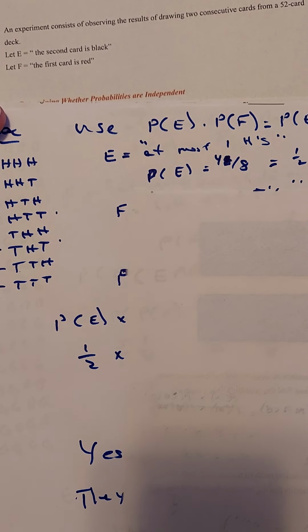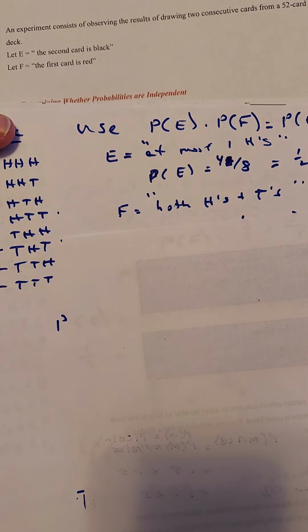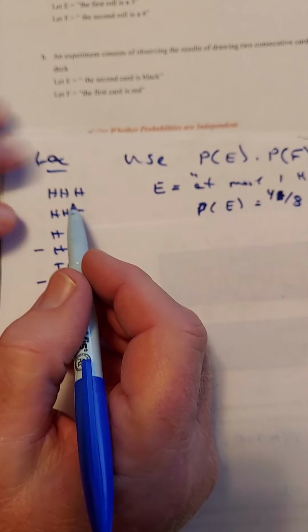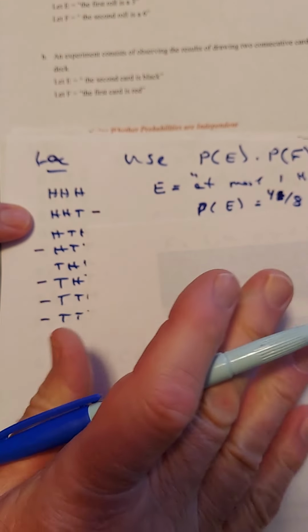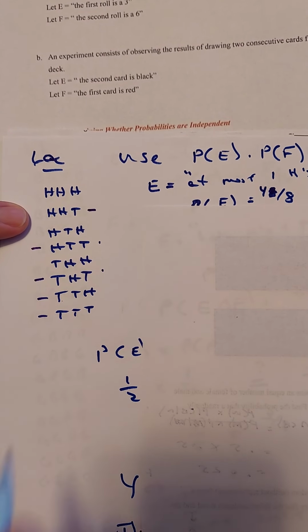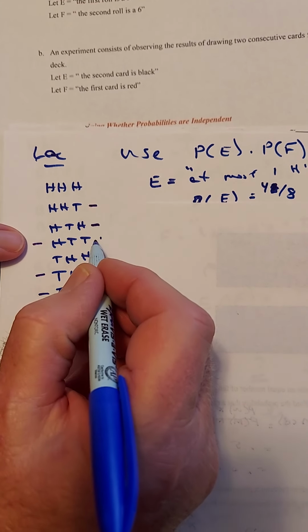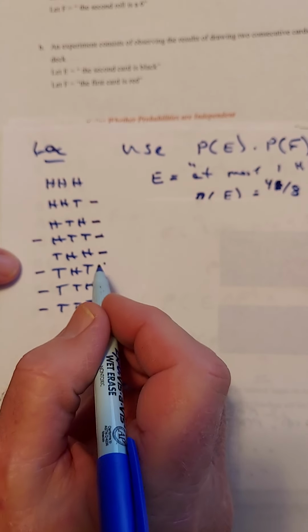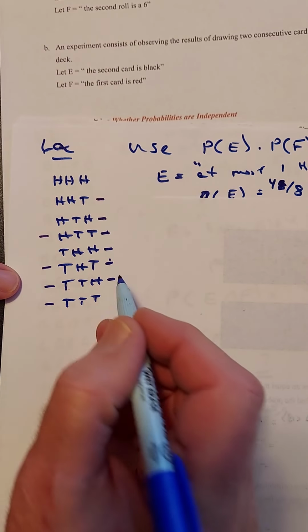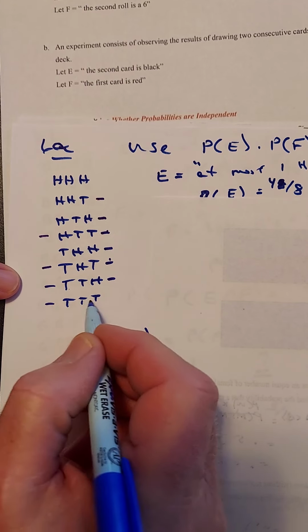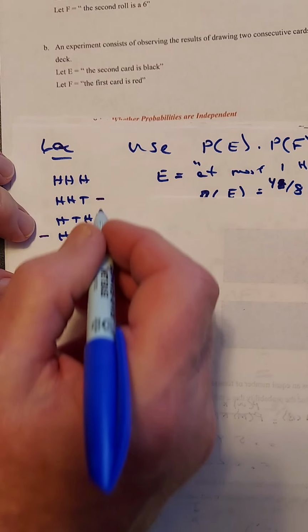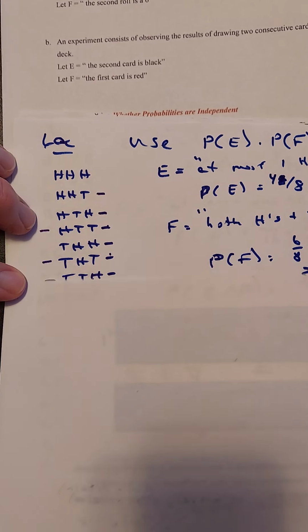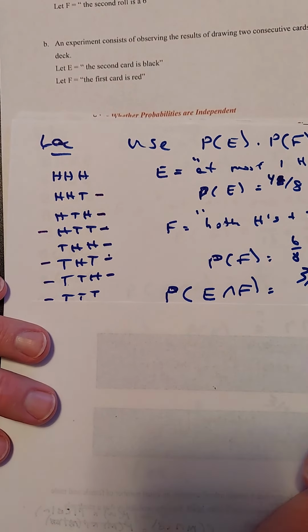Okay, F says both heads and tails occur. So again, if you go back to these, both heads and tails, that's a no, because there's no tails. That one works. That one works. That one works. That one works. That one works. That one works. That one does not. That doesn't have any heads. That did not have any tails. That didn't have any heads. So those 2 did not work. Add them up, they're 6. So that's 6 out of the 8, which is 3/4.